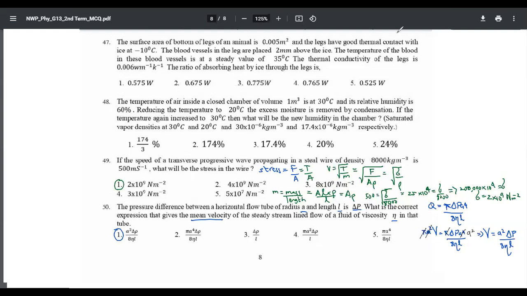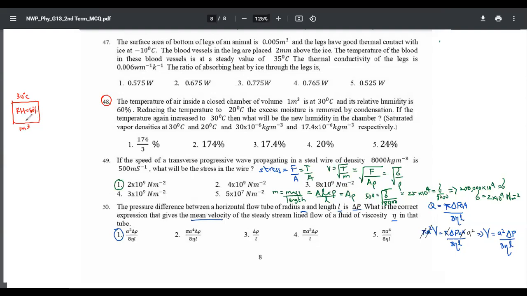Okay, interesting. Question number 48, right? The temperature of air inside a closed chamber of volume 1 meter cubed is at 30 degrees Celsius and the relative humidity is 60. So first of all, at 30 degrees Celsius, 1 meter cubed volume, and relative humidity is 60.